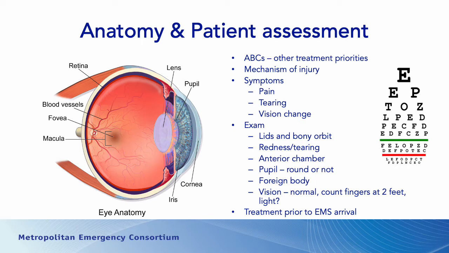What does the pupil look like? Is it round like it's supposed to be? Does it respond to light? Does it look asymmetrical, meaning does it look like a teardrop instead? Can you see any obvious foreign body?